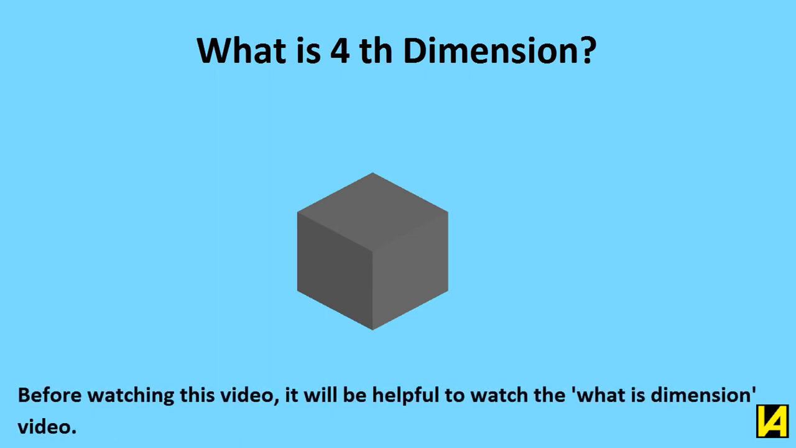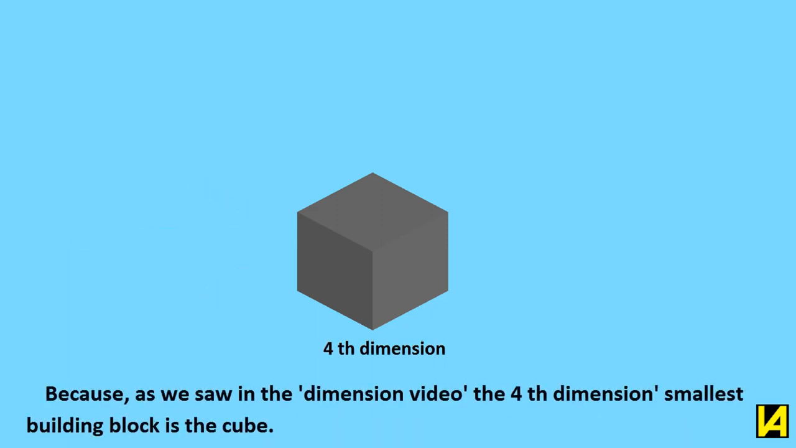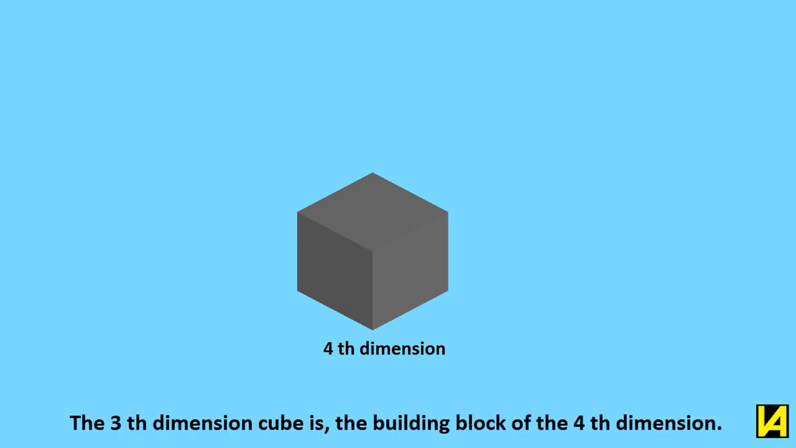Before watching this video, it will be helpful to watch the What is Dimension video. This 3rd dimension is formed in almost infinite number of cubes. Because, as we saw in the dimension video, the 4th dimension's smallest building block is the cube. The 3rd dimension cube is the building block of the 4th dimension.